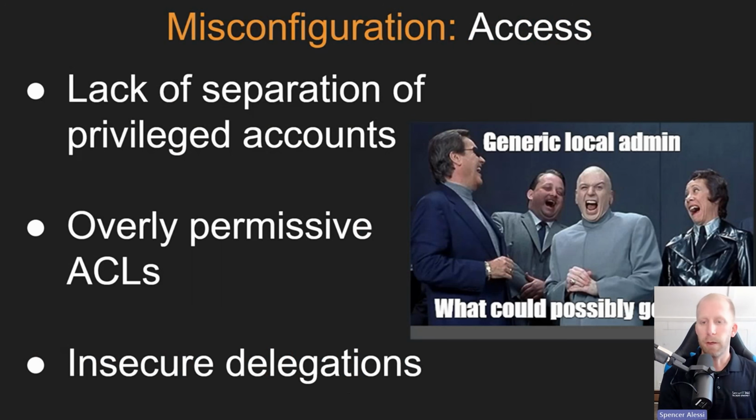Now moving on to access. Remember, credentials, access, and control. So access. This is also something that's super common, is lack of separation of privileged accounts. So local admins being the same on all the machines. Overly permissive ACLs. I talked about this a little bit already, but this is file shares, OneDrive, Box, your document repositories that are just kind of wide open to everyone when they don't necessarily need to be.